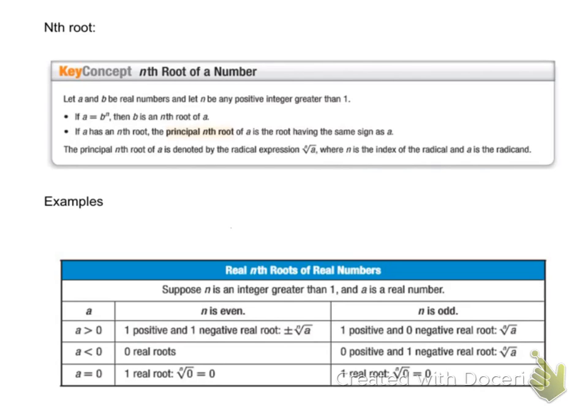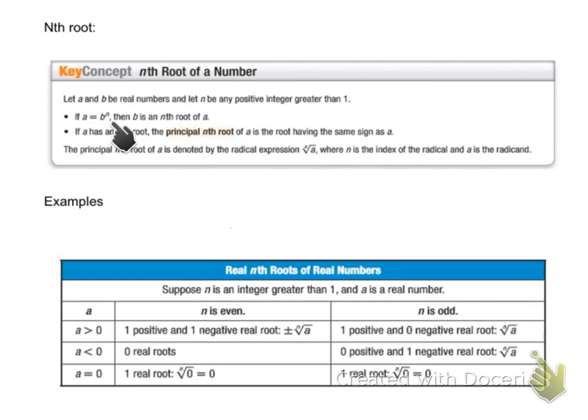So basically, if I was to ask you what's the square root of 25, you would tell me 5. If I ask you the square root of 49, it's 7. Why? It's because 7 times 7 is 49. So what it has here is that if a and b are real numbers, and you let n be any positive integer greater than 1, if a is equal to b to the n power, then b is the nth root of a.